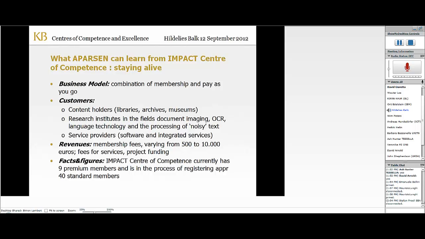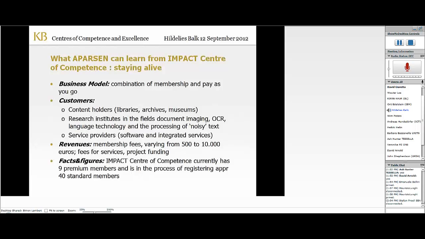So how do we stay alive? We have a business model that is a combination of membership and pay as you go. We have identified 3 customer segments. There's content holders, the libraries, archives, museums who have difficult content. They want tools and advice to improve the access to the difficult historical text.